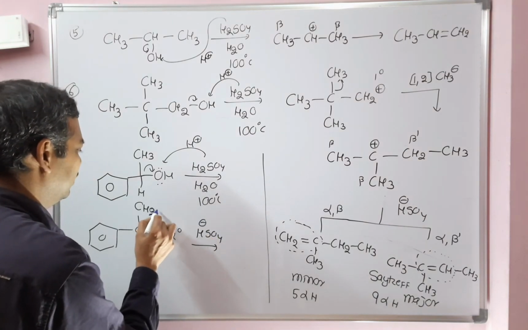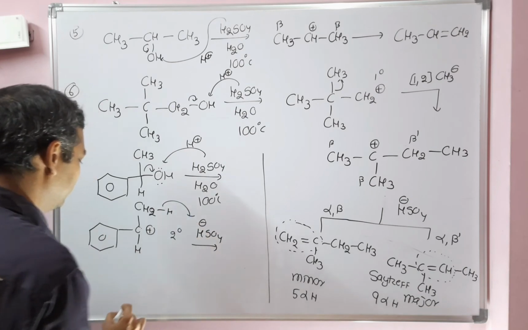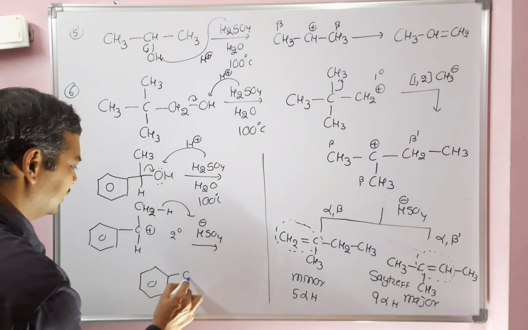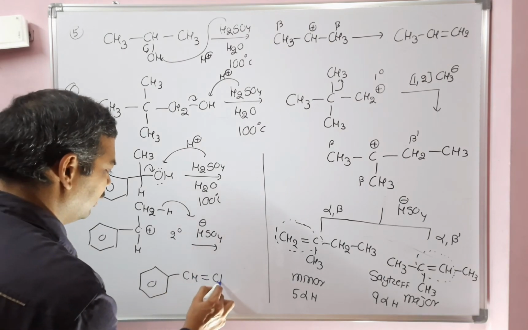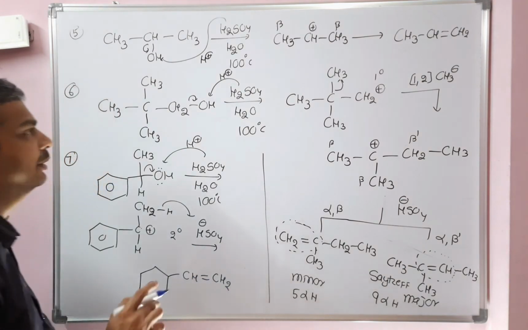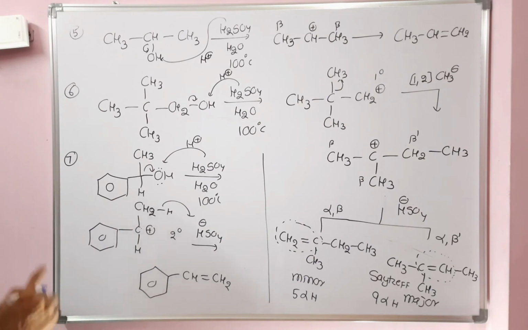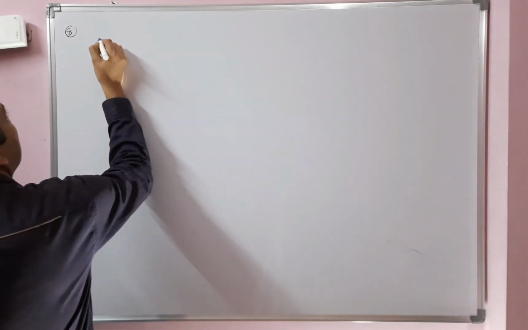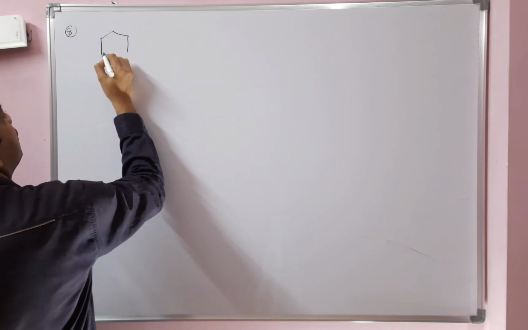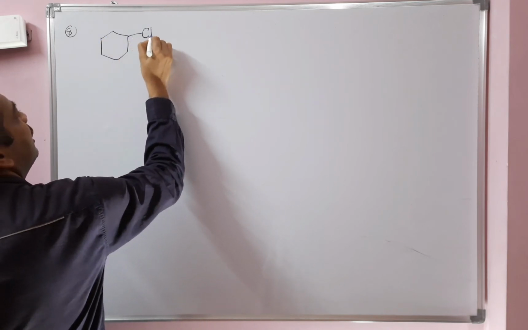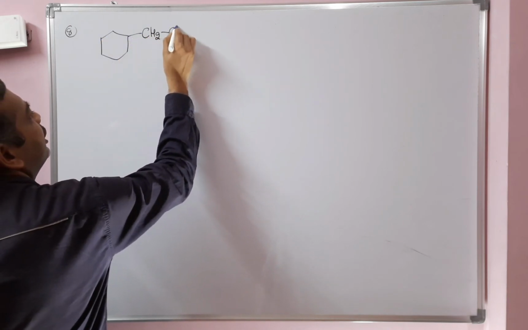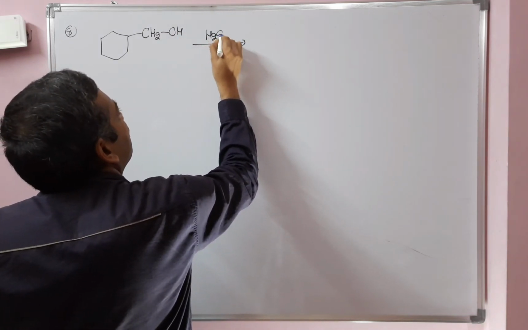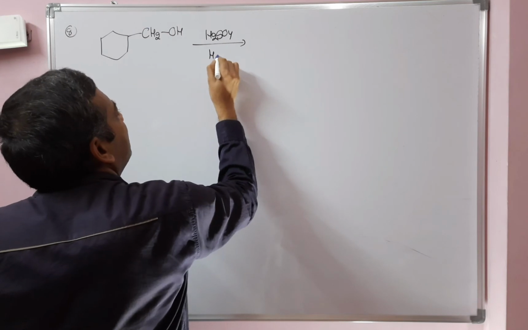Here only one possibility is there. So this will abstract a proton. We get vinyl benzene. Only one product is formed. CH double bond CH2, vinyl benzene is obtained. This is the only product that is obtained in this example. Now next example, cyclohexyl methanol, CH2OH reacts with H2SO4, water at 100 degree centigrade.